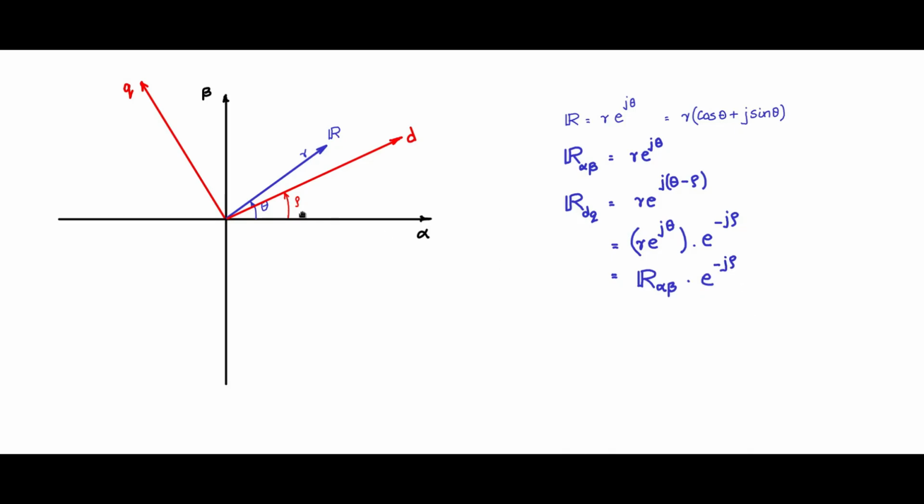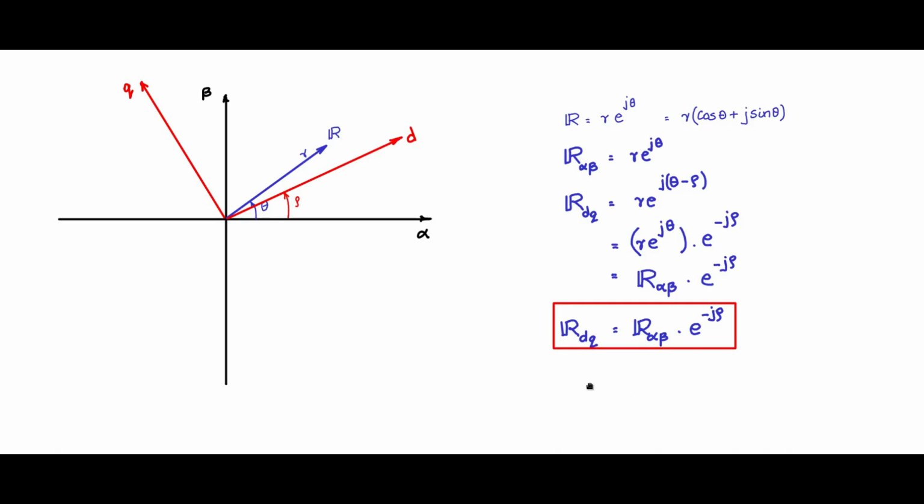So rho here is the only variable coming into the picture, and that rho is the displacement of the new coordinate system from the old coordinate system, or I should say the displacement of the dq coordinate system from the alpha beta coordinate system. So using only the displacement angle of the two coordinate systems, you can write the representation of the vector in the dq coordinate system is equal to the representation of the vector in the alpha beta coordinate system into a transformation factor e to the power of minus j rho.